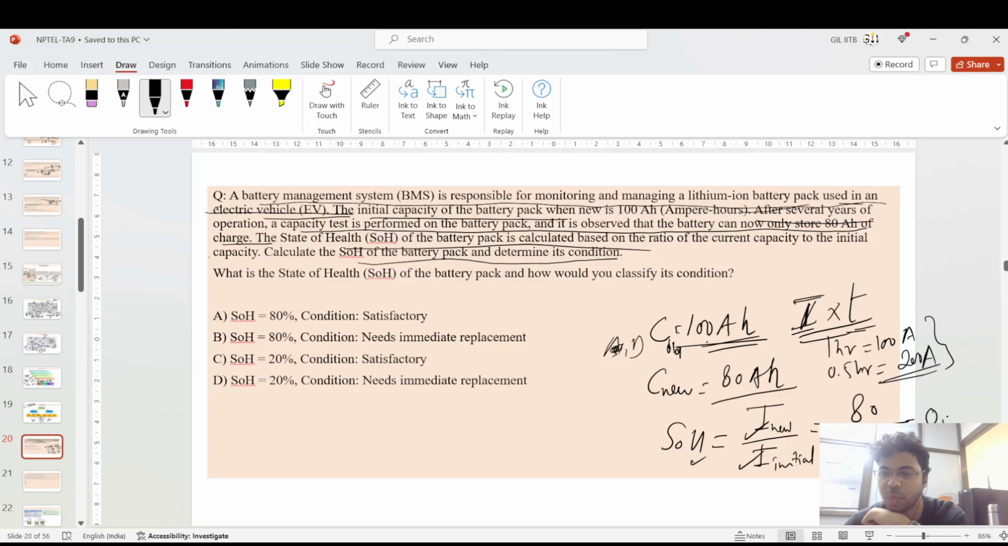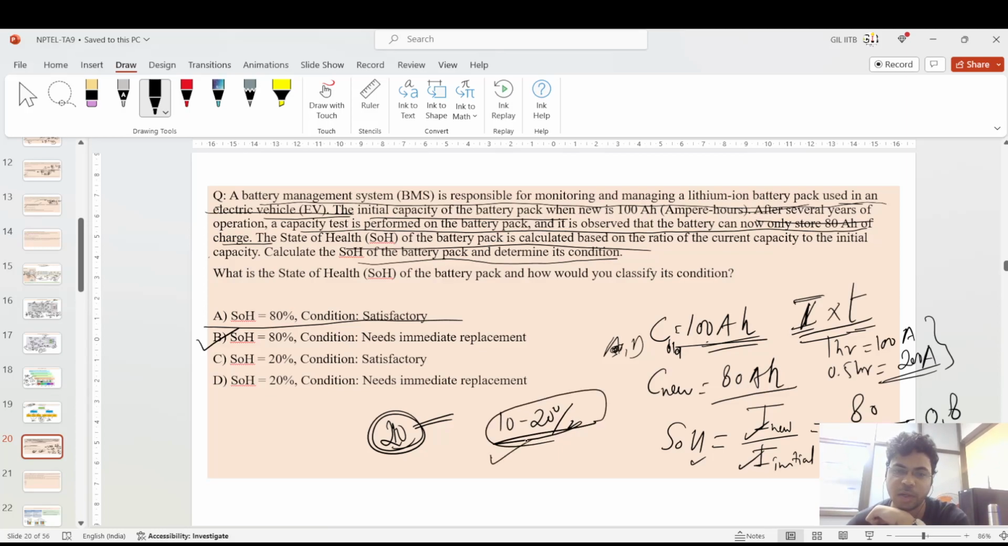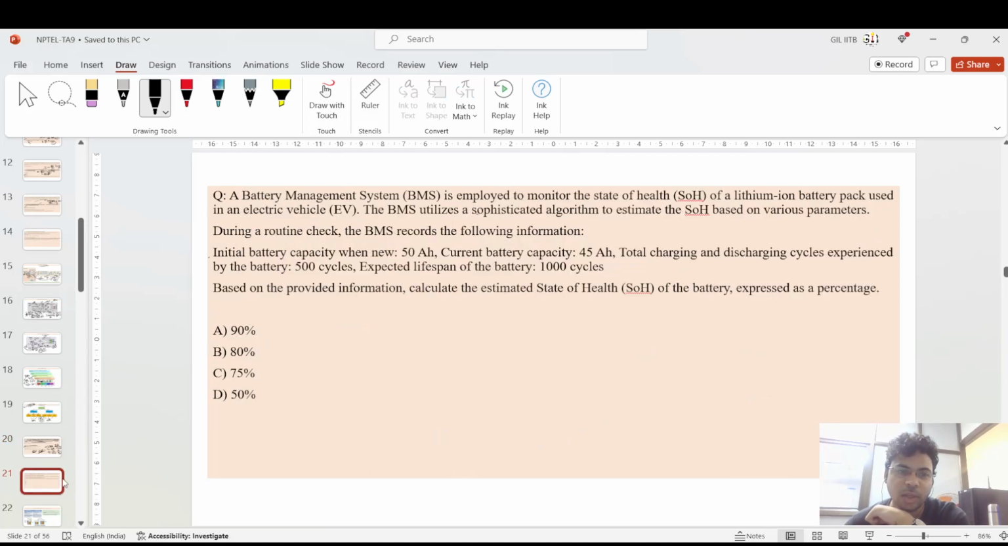So the new capacity is 80 Ah and the initial is 100 Ah. So health is 0.8, that is 80%. Currently the health is 80%, and I have told you that when it deteriorates below 20%, it is at a satisfactory level but has to be immediately replaced. That is, option B is correct. Why? Because I have told you that when it goes 10 to 20% below the rated capacity, it has to be replaced for EV applications.